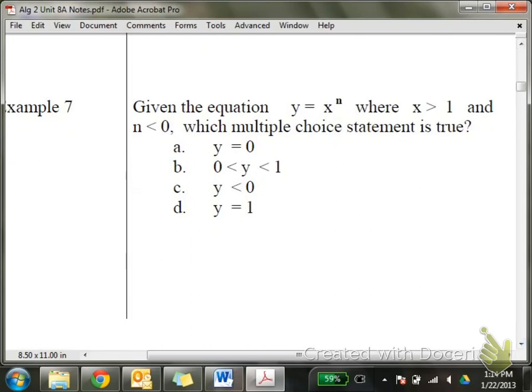Okay, so example 7. Here's your equation. Y equals x to the n. X has to be greater than 1, and n has to be less than 0. So that means n is positive or negative? Negative. So what I want you to do is try this one on your own right now.